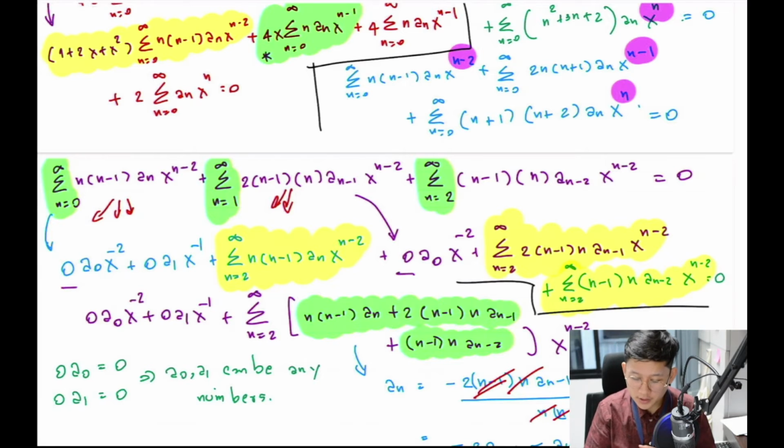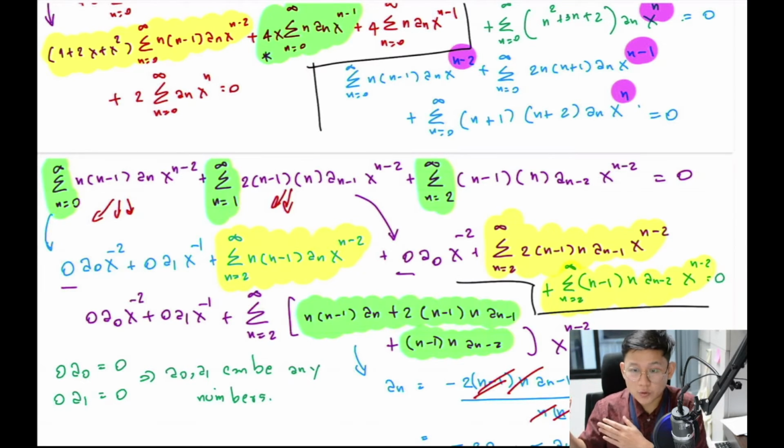Here it's the same, didn't do anything with it, right? This one, instead of going from 0 to infinity, we go from 1 to infinity. But we need to substitute this n with n minus 1. This is what we did. Okay, that's how we can get x to the n minus 2.